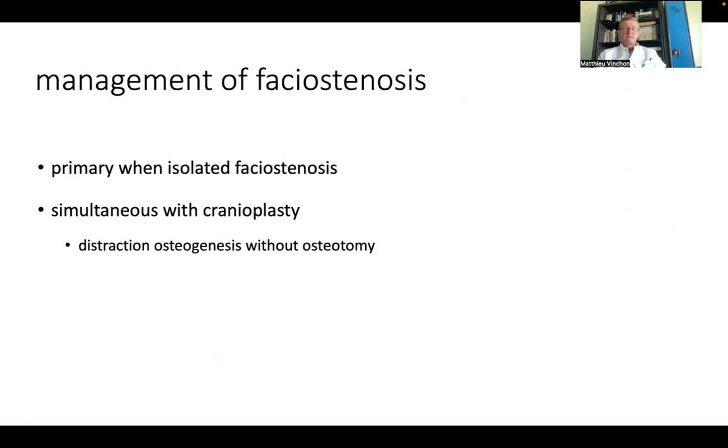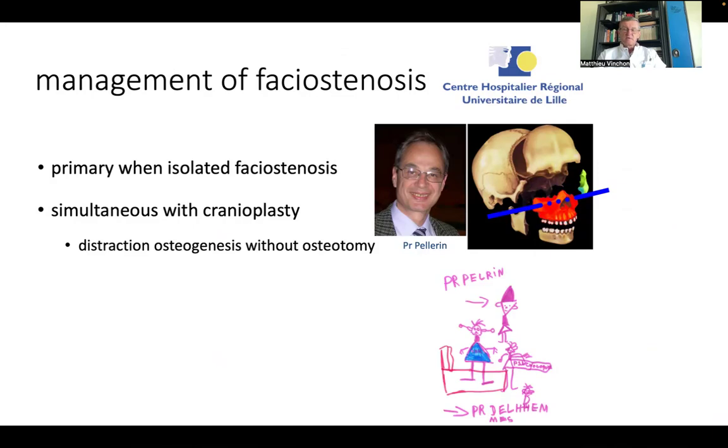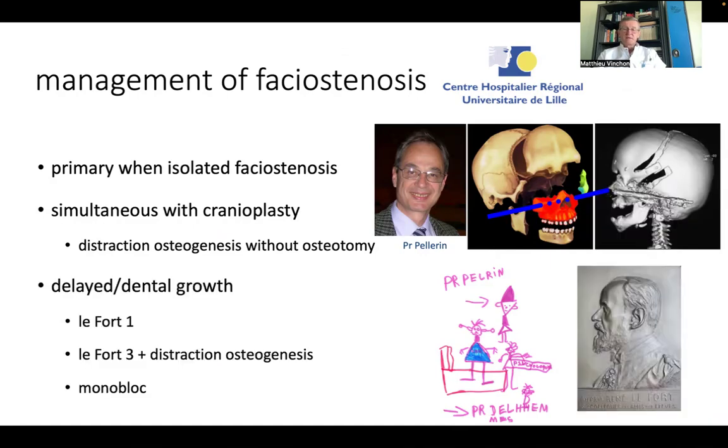The management of fasciostenosis can be isolated if it is an isolated fasciostenosis. This is a technique of distraction which was proposed by Professor Pelham a long time ago. This is how it was perceived by one of his patients, with Professor Delem, my mentor, associated, and the psychologist. And it gives this kind of results. And we can also do facial advancement. Lefort 1 if the airway is sufficient, or Lefort 3 with distraction osteogenesis, or monoblock Lefort 4 osteotomy.